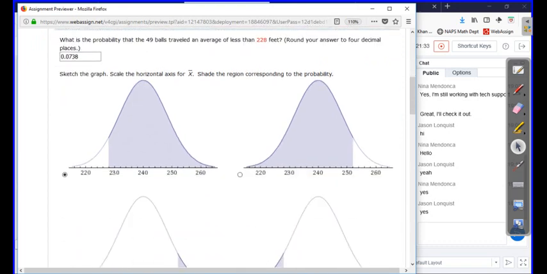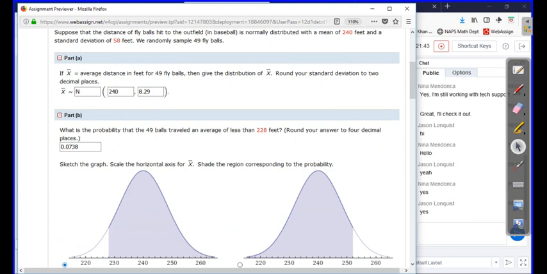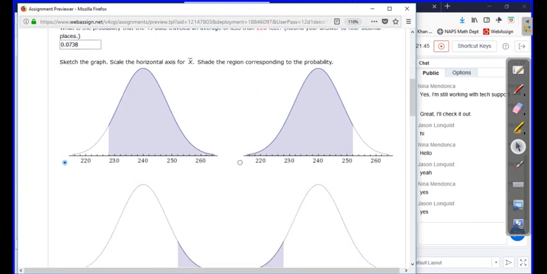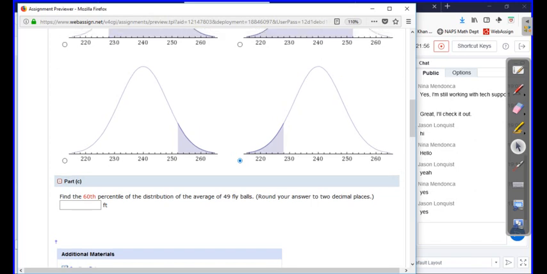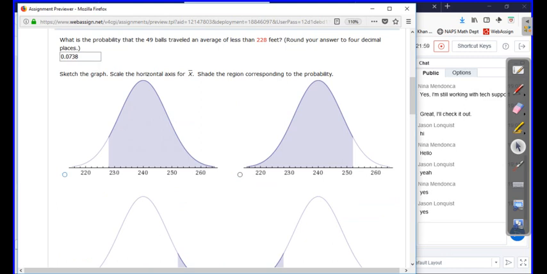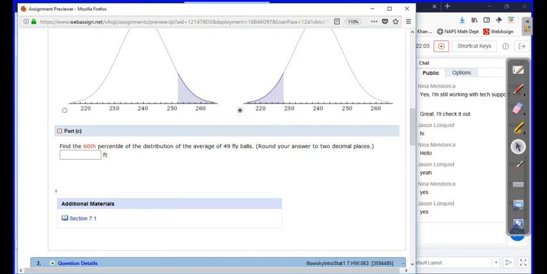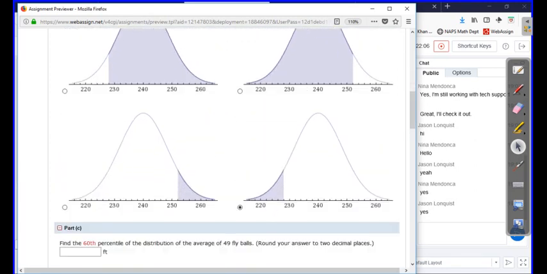Now, if we wanted to sketch a probability of what that looked like, what we're dealing with is a normal distribution. And what we're looking for is the probability of less than 228, which means we're looking for this area right here. Here's my 228-foot mark. And in this plot, the shaded area represents our probability. So it's going to be a pretty small probability, 7.38%. All right, so that's how we graph that.